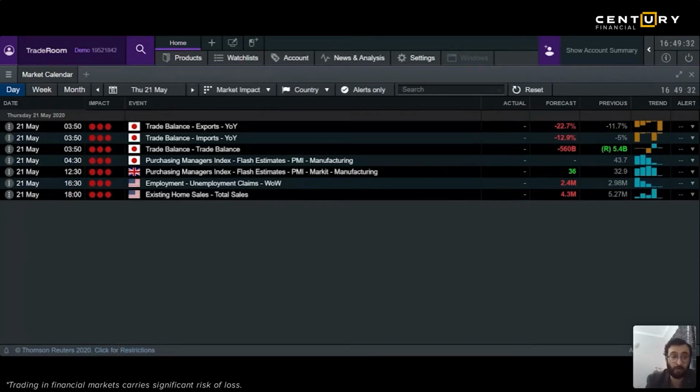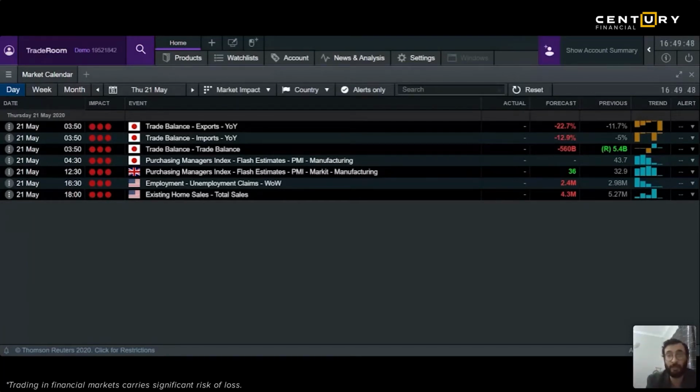Also, you can see there is Japan trade balance, exports and imports. So if exports have increased or imports have increased, or the trade balance, which is the deficit, the difference between the exports and the imports, how the trade balance is. That is also one of the most important things which affects your currency.